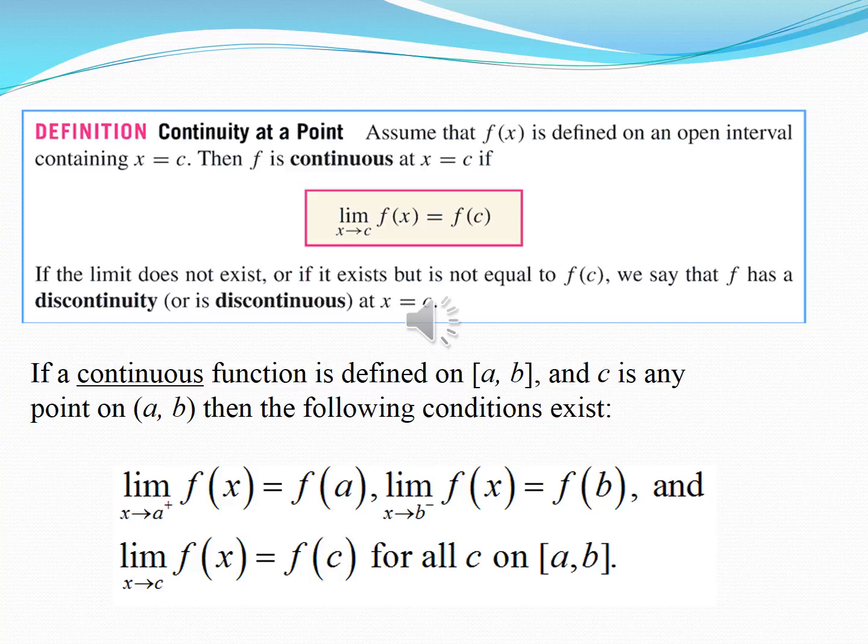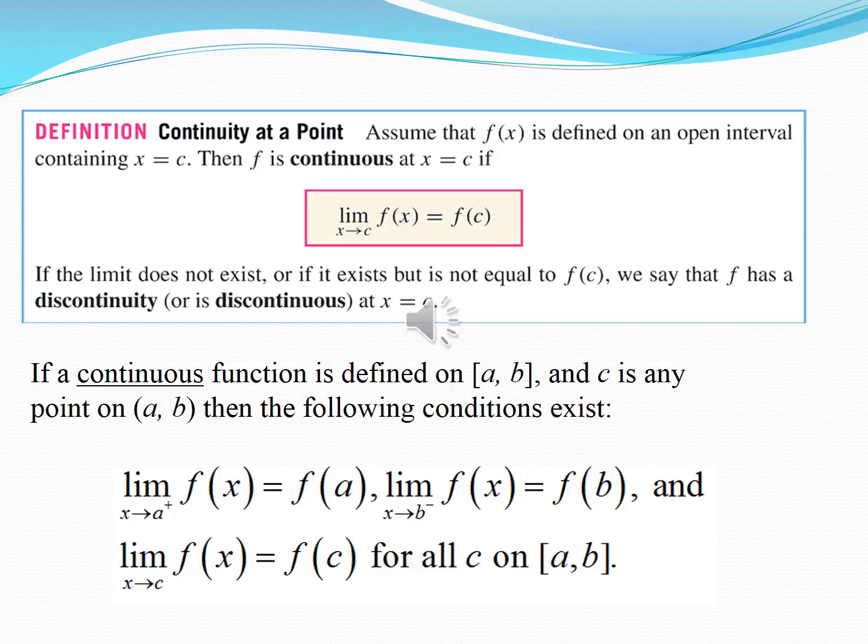Continuity at a point. Assume that f(x) is defined on an open interval containing x equal to c. Then f is continuous at x equal to c if the limit of f(x) as x goes to c is equal to f(c). If the limit does not exist, or if it exists but is not equal to f(c), we say that f has a discontinuity, or is discontinuous at x equal to c.